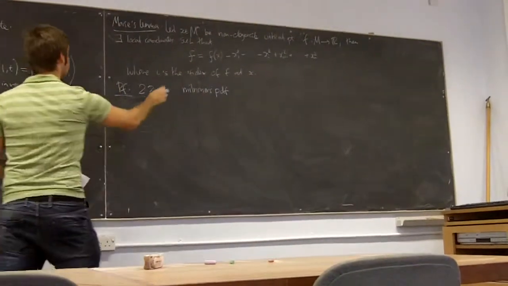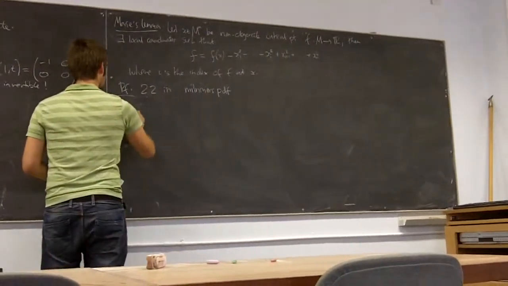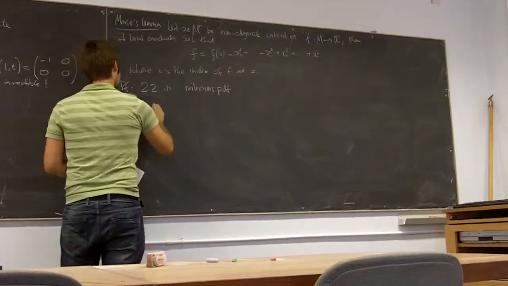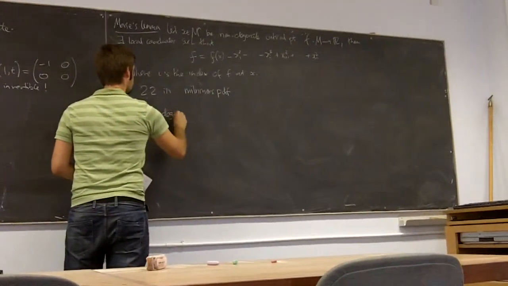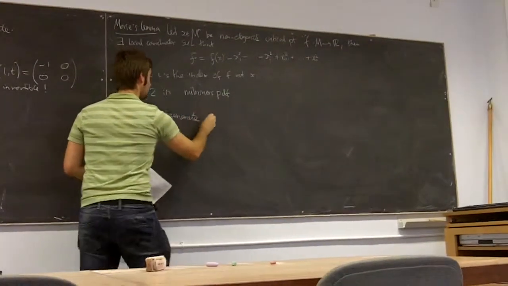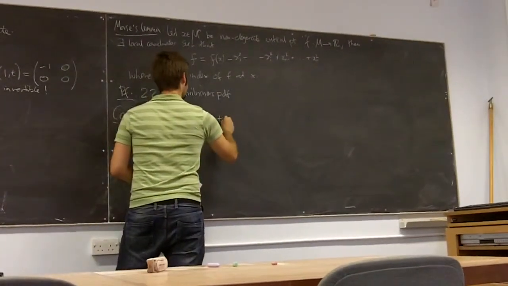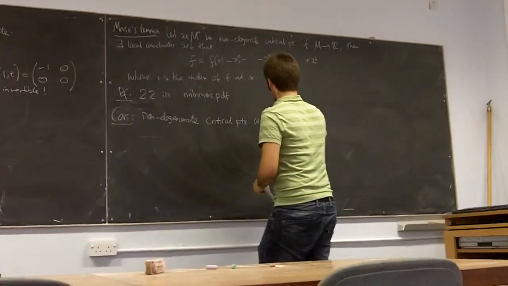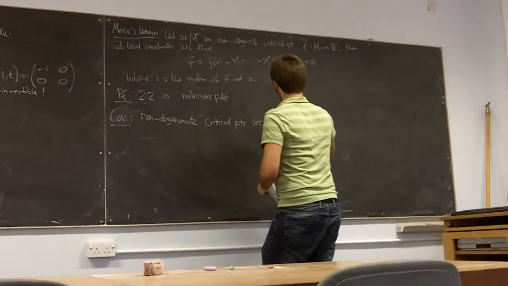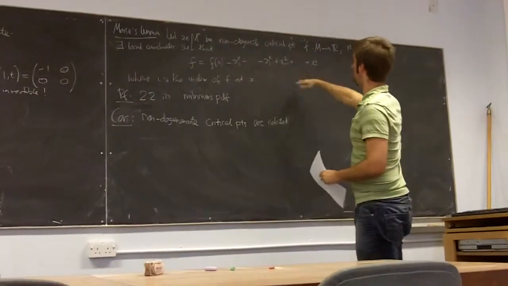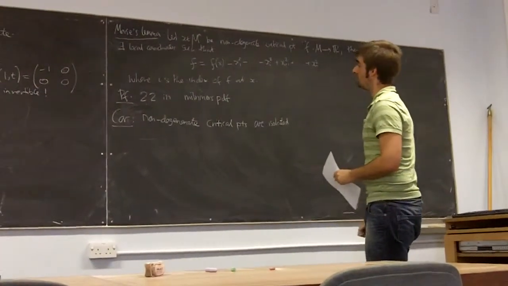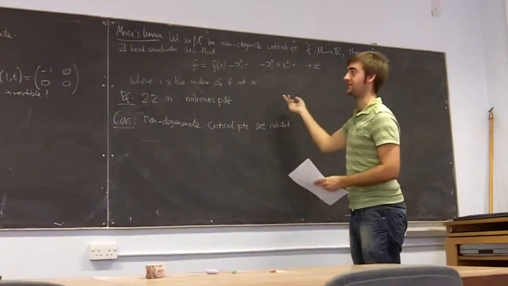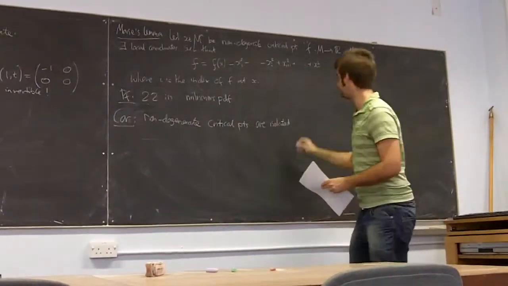So in particular, a corollary of this is what I was mentioning before, that non-degenerate critical points are isolated. Around each you've got these local coordinates such that there's only one critical point in the middle, so they can't accumulate.